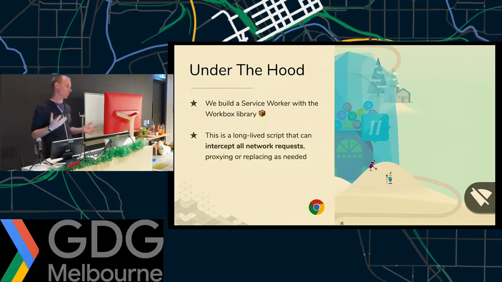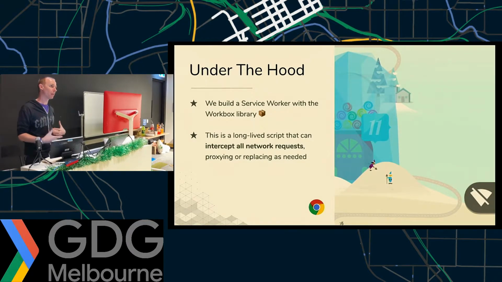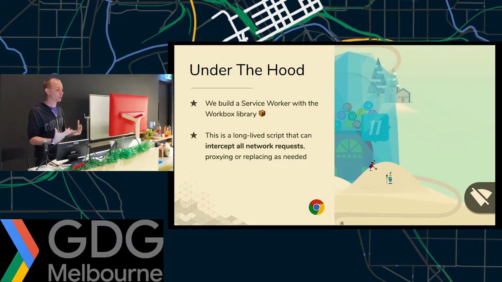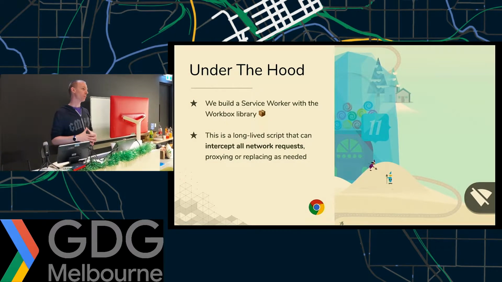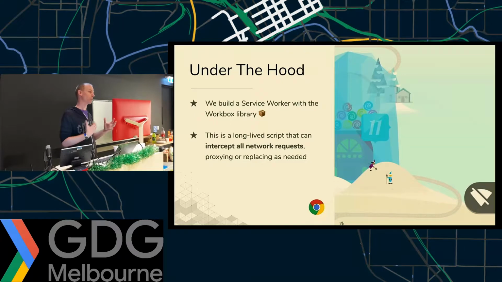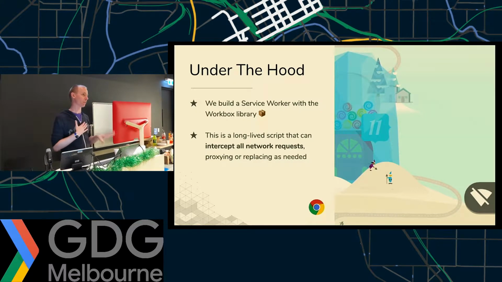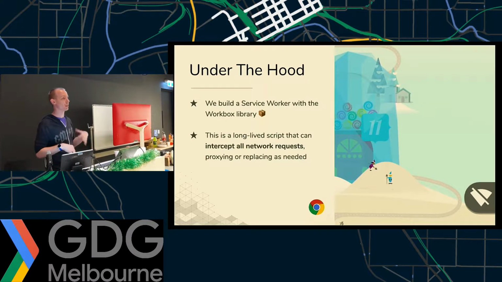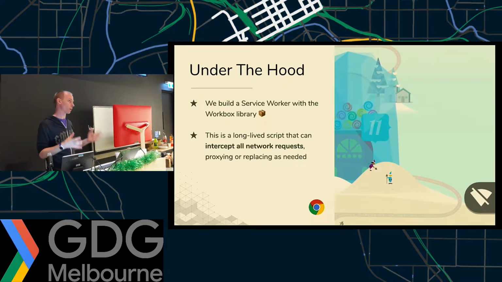Under the hood, how does this actually work? To be a PWA, to get that prompt to be on someone's home screen, you need to do a couple of things. You need to build what's called a service worker. A service worker is a script that's not like your regular JavaScript that runs on your web page, but it runs in the background. And so it's a long-lived script that can basically imperatively intercept network requests.